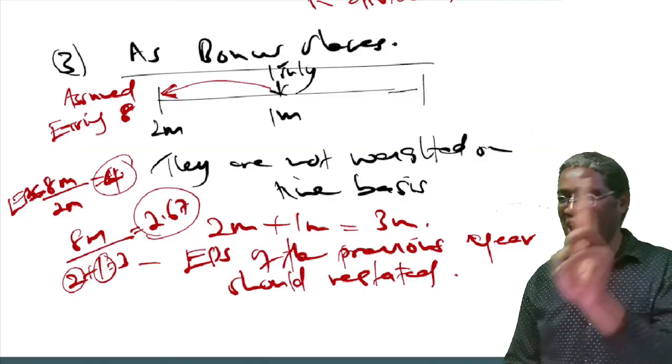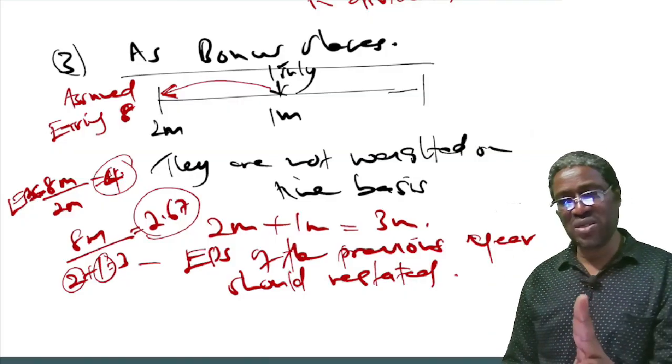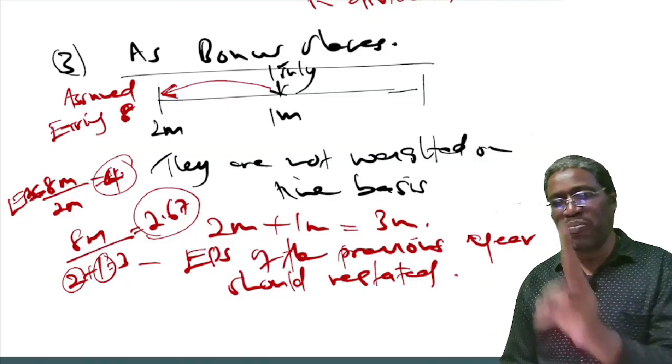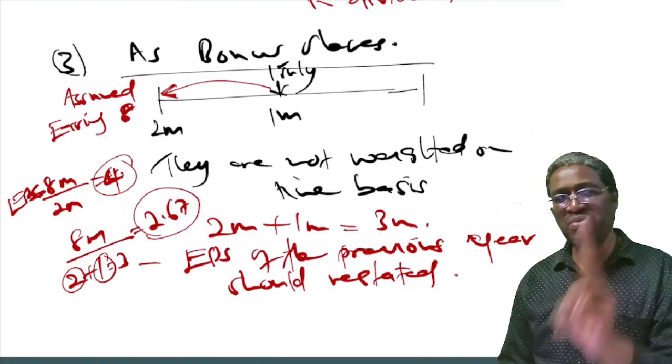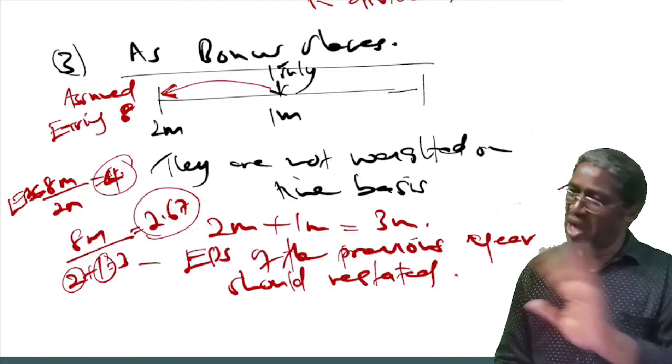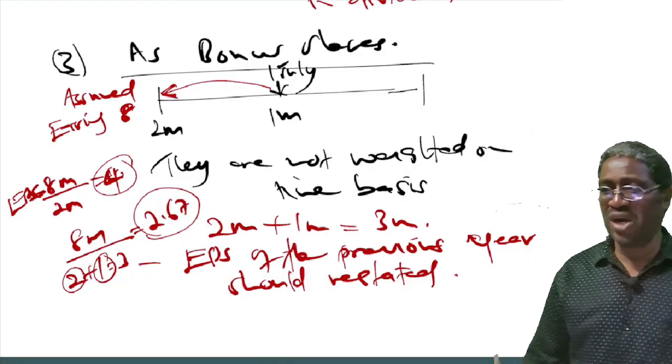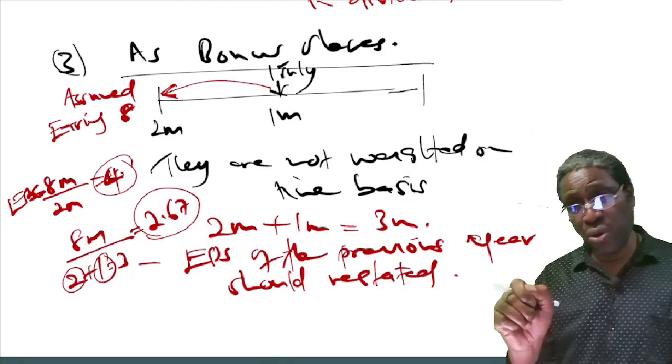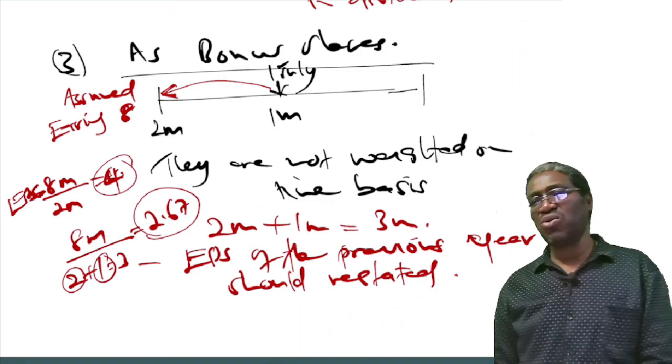One, they are not weighted on time basis. Two, the EPS of the previous year should be restated. How? That's not important for now. I'm only giving you the key points. Good. I think we can now go to number 4.